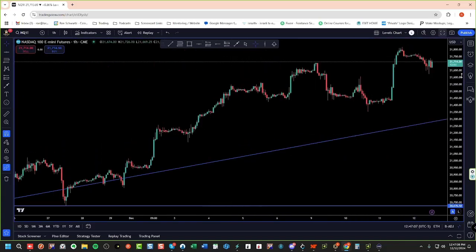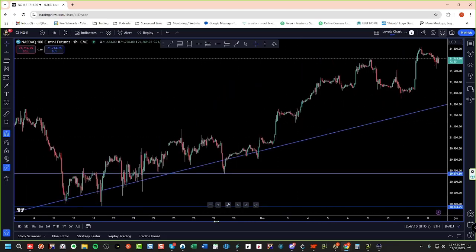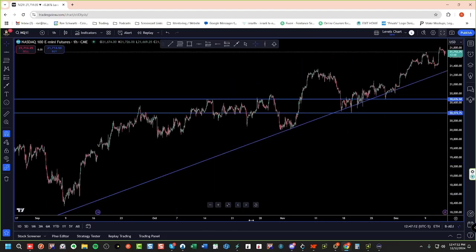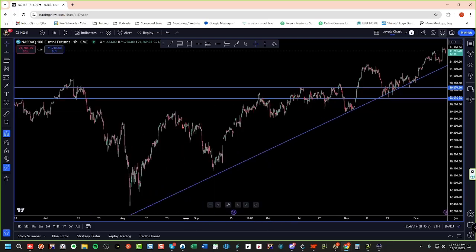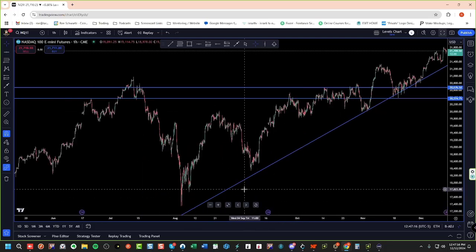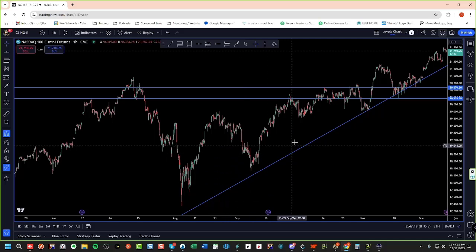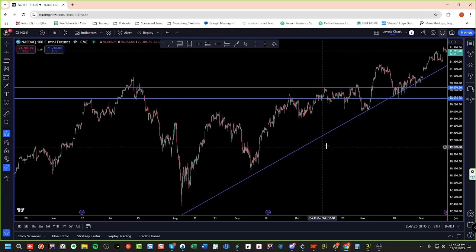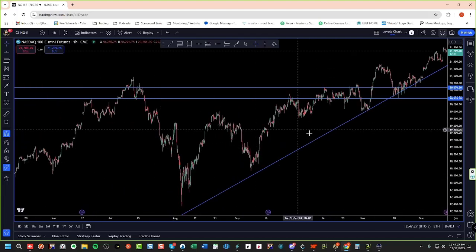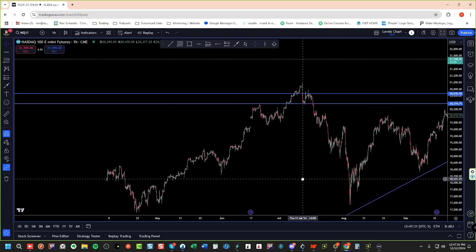Jump down to the 1 hour. Do the same thing. Now what we'll see is that the 4 hour is going to jump at a lot of major points on the 1 hour. You guys see that? Yes.